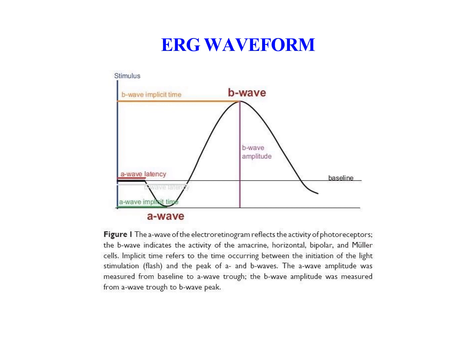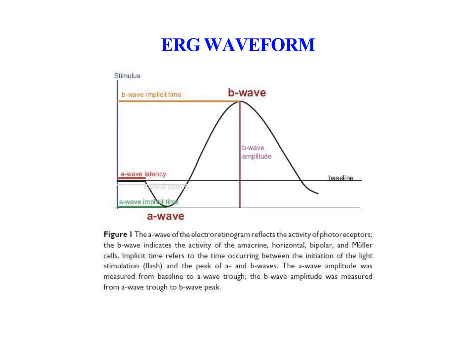A wave latency: the implicit time is short and then increased, the B wave implicit time is increased. The B wave amplitude and B wave implicit time are continuously increased. The B wave diagram shows a sudden increase and then a sudden decrease from the baseline of the electroretinogram waveform. So the B wave indicates the activity of the amacrine, horizontal, bipolar and Muller's cells.